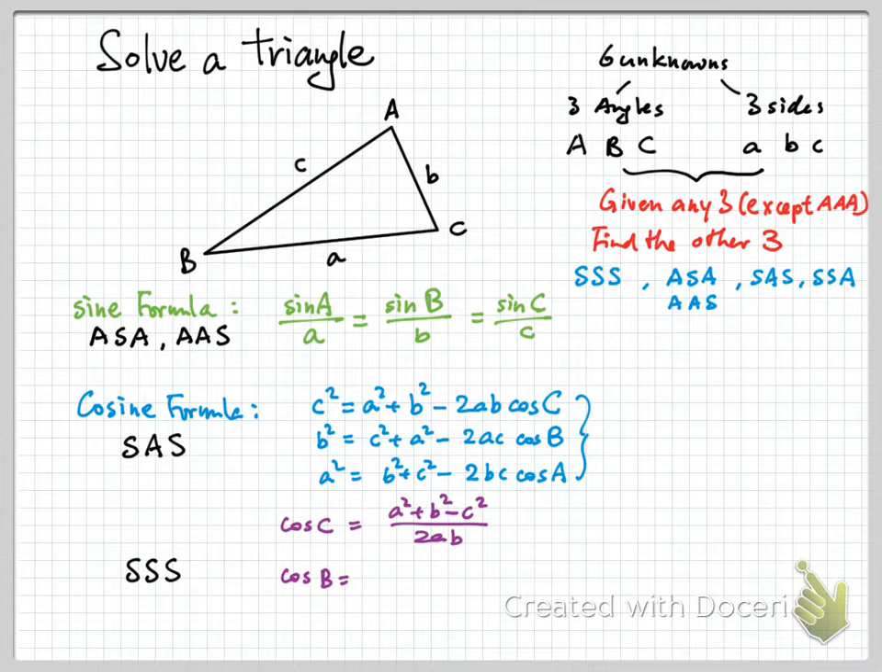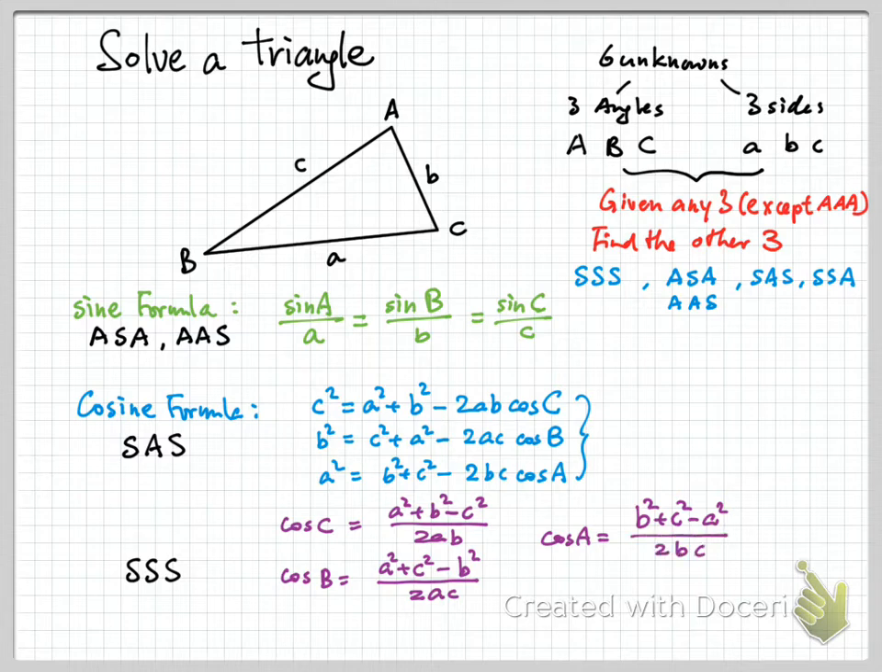Now, the way to remember it: cosine B will be the one where you do not have b in the numerator. You have a squared and c squared, and then you subtract the side that is opposite to the angle. So cosine B will be a squared plus c squared minus b squared, and then divide by 2ac. And finally, cosine A will be b squared plus c squared minus a squared, divided by 2bc.